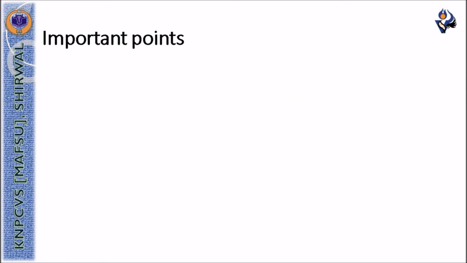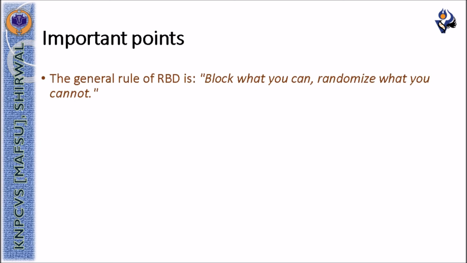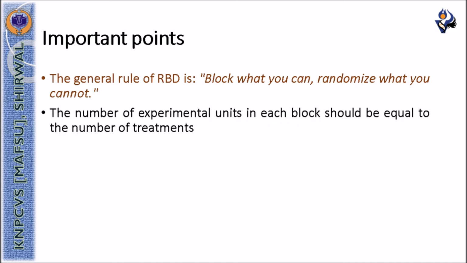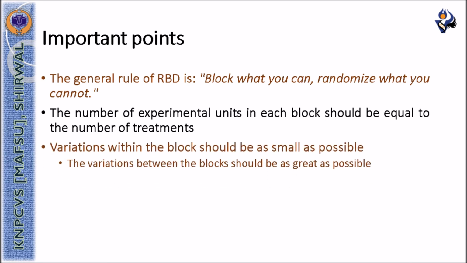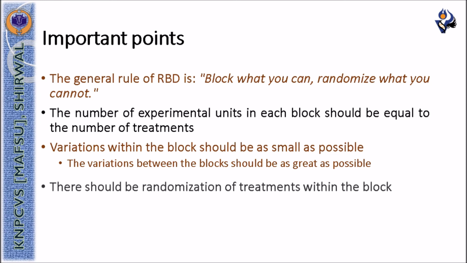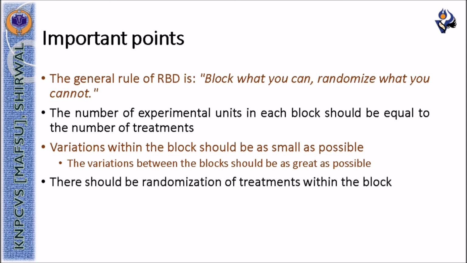Important points to be remembered in RBD are that block what you can and randomize what you cannot. The number of experimental units in each block should be equal to the number of treatments. Variations within the block should be as small as possible, whereas the variations between the blocks should be as great as possible. There should be randomization of treatments within the block.